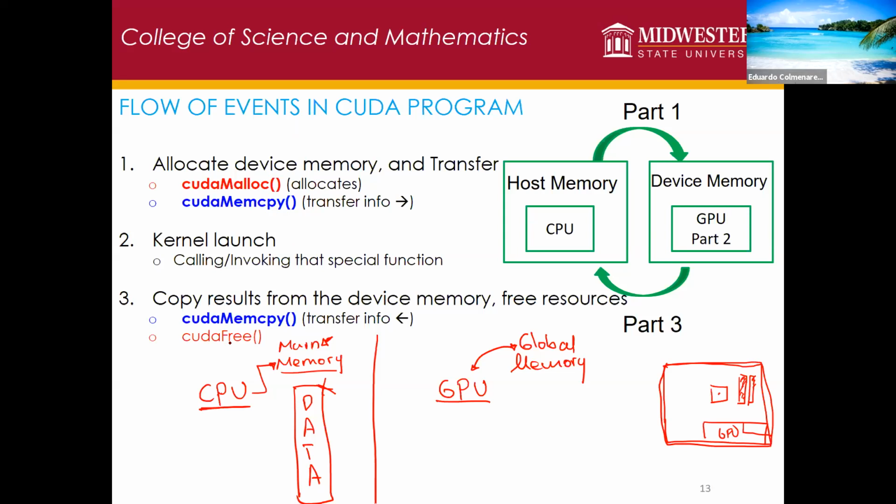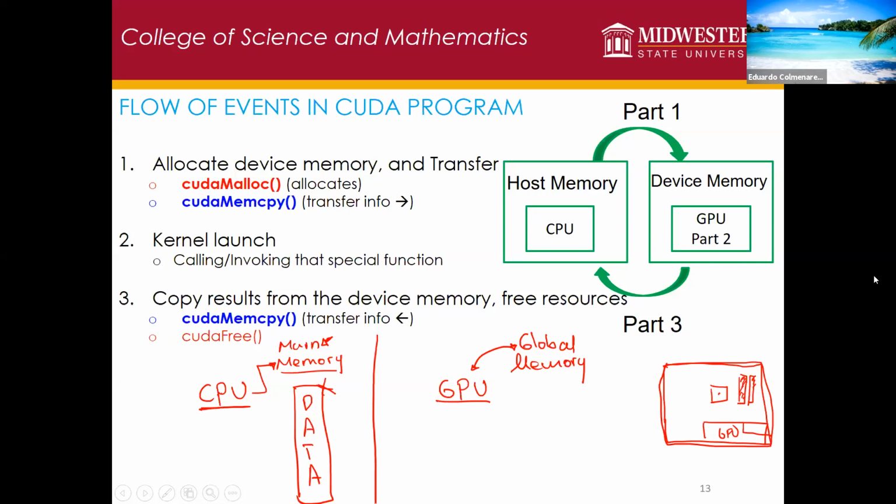CUDA free is the command that the GPU is going to use after all the computation has been done and the necessary information, the information that was processed, has been sent back to the CPU, or the memory that the CPU is going to have access to, which is the main memory.